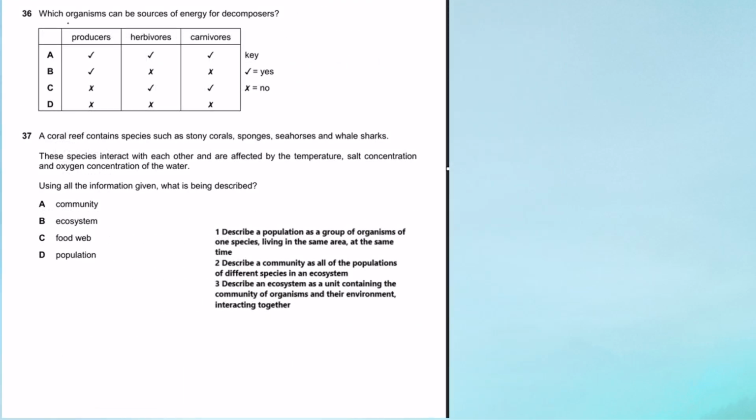The next one here asks which organism can be the source of energy for decomposers? Well, decomposers can eat producers, herbivores and carnivores if they die, and the only one that has all three of them is A.